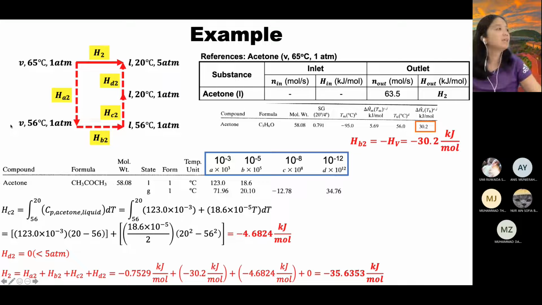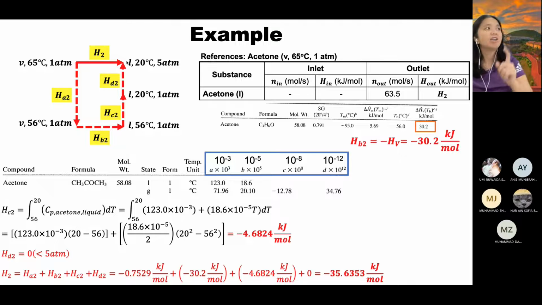Now, bila dah sampai kepada condensation temperature atau boiling temperature, baru dia boleh bertukar fasa. So HB2 is for the change of phase. Dalam kes ni, vapor to liquid is condensation, which is negative heat of vaporization. Condensation kan opposite of vaporization. So the HB2 will be negative heat of vaporization, so negative 30.2. Terbalikkan nilai tu jadi negatif sebab it's condensation. Now, kita dah capai, kita dah dapat liquid.